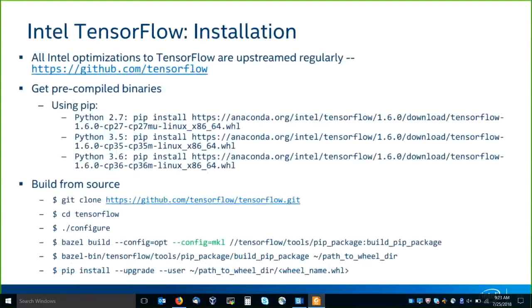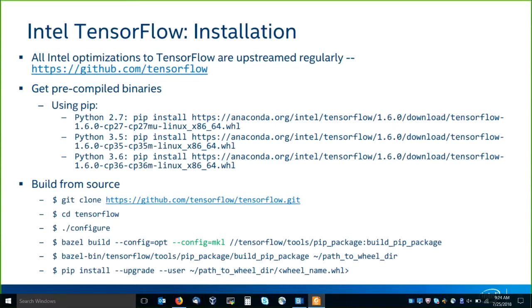At this point, I want to switch gears a bit and give an overview of how people who are interested in trying TensorFlow on Intel architecture can use it. All our optimizations to TensorFlow are upstreamed regularly. We haven't forked TensorFlow. It all goes to the master branch of TensorFlow. We provide pre-compiled binaries: as TensorFlow releases, we release the same version that uses MKL-DNN. You can install these through pip, depending upon which version of Python you prefer, from the links we have in the slide.